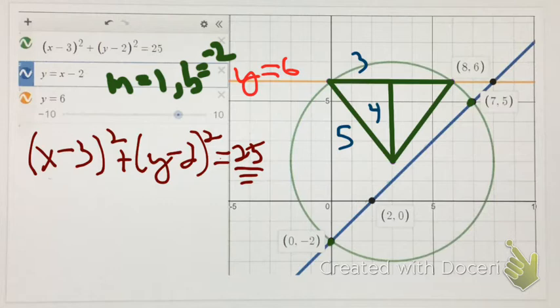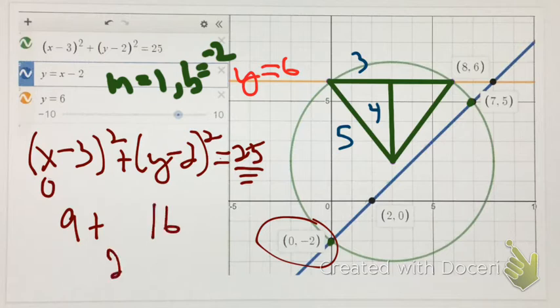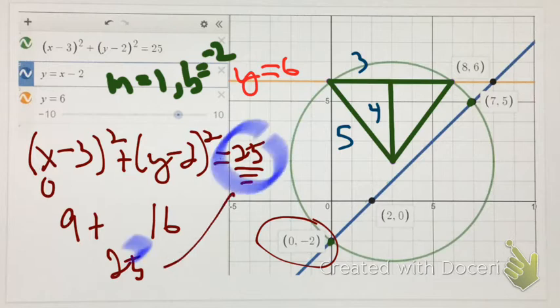And you have to put in, if you're going to use 0, negative 2, you'd have to say 0 minus 3 squared. That's going to be negative 3 squared. That's going to be 9. And then negative 2 minus 2, that's going to be negative 4. And square it, you're going to get a positive result. You're going to get 16. Well, 9 plus 16 is 25. Therefore, that proves that that point is on the circle.